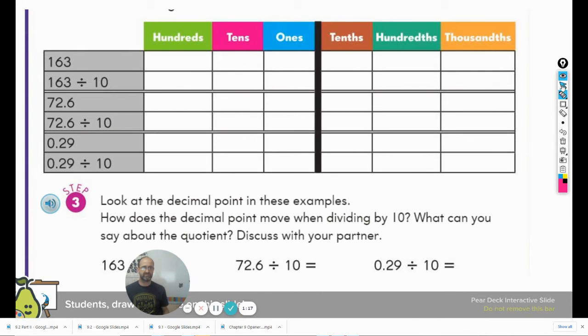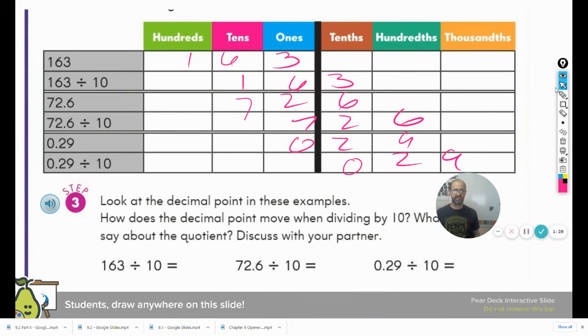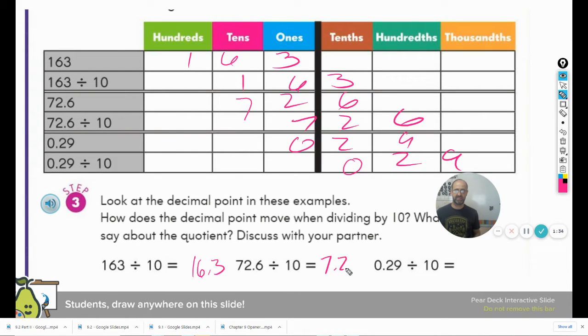Fill out the chart. I'll race you. I'm going to be faster, though, because I'm going to have it up in 5 seconds. 4, 3, 2. Pause me! Go! I don't know why I paused. That was actually super duper fast. 16 and 3/10, 7 2600ths, and 0 and 29 thousandths.